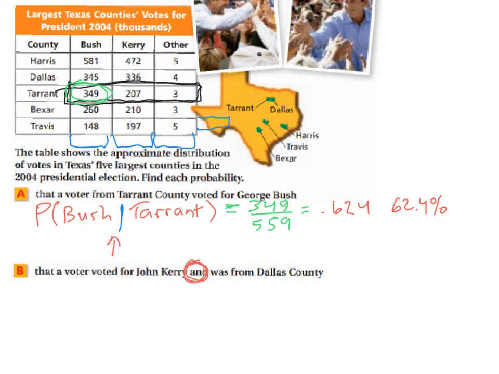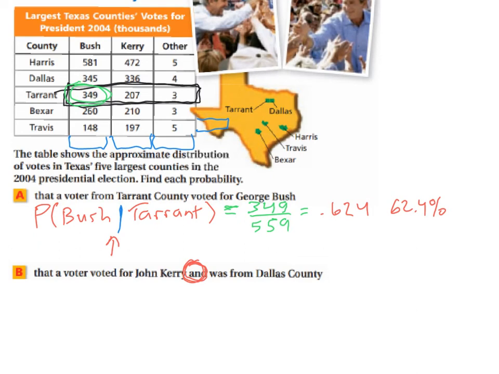We know that the voter voted for John Kerry and was from Dallas County. So whenever we see the and, we are comparing it to the total. We're comparing it to the total number of all people who voted. So we're looking for people who voted for Kerry and from Dallas County against the total. So that kind of looks like this.